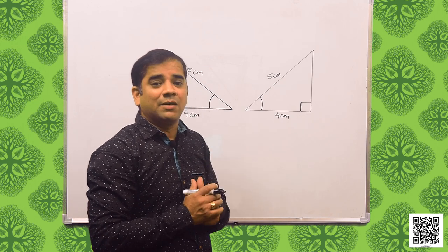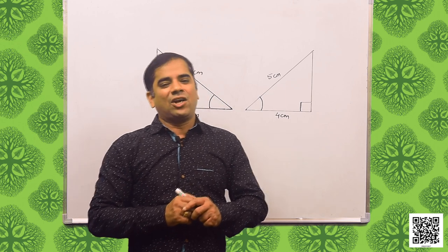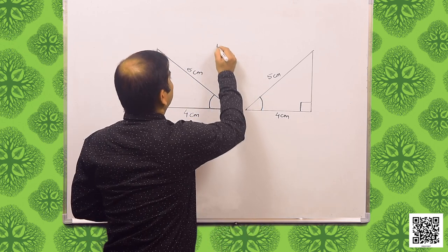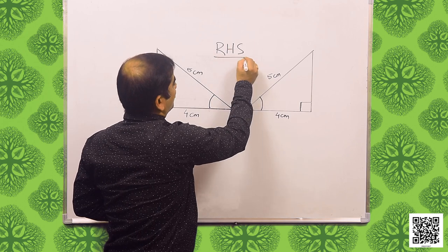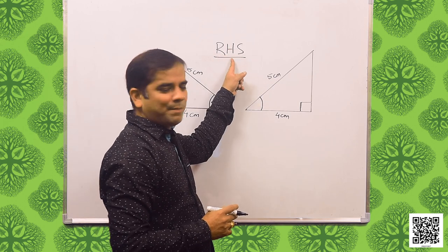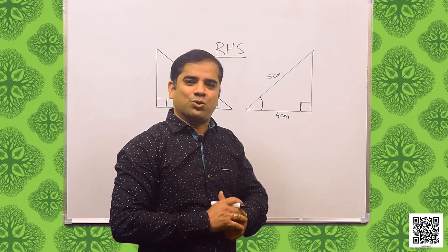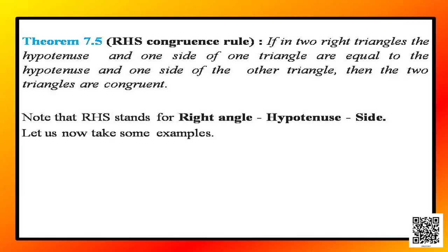That means we arrive at the following congruence rule, theorem 7.5, the RHS congruence rule, that is right angle, hypotenuse and side. It says if in two right triangles the hypotenuse and one side of one triangle are equal to the hypotenuse and one side of the other triangle, then the two triangles are congruent. Note that RHS stands for right angle, hypotenuse, side. Let us now take some examples.